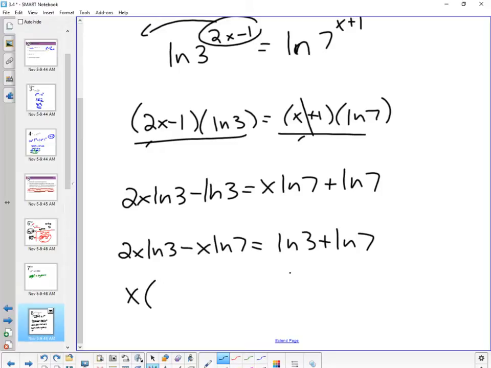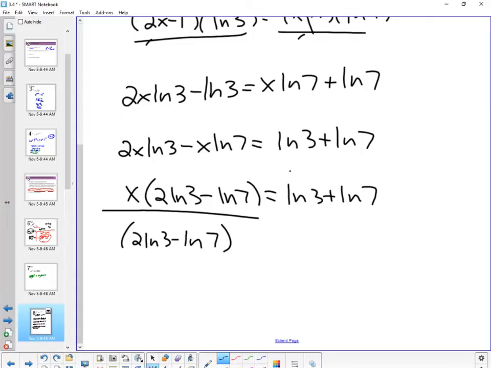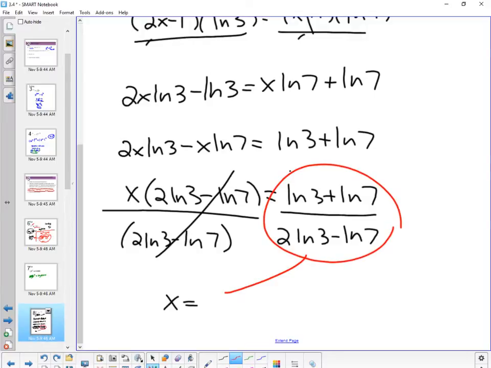Yeah. This will leave me with x times 2 ln 3 minus ln 7 is equal to ln 3 plus ln 7. And now I can divide by 2 ln 3 minus ln 7, and that becomes 1. So x is equal to all of that, which would be approximately, what'd you say, Lily? 12.11.